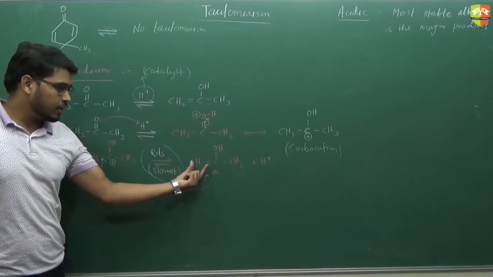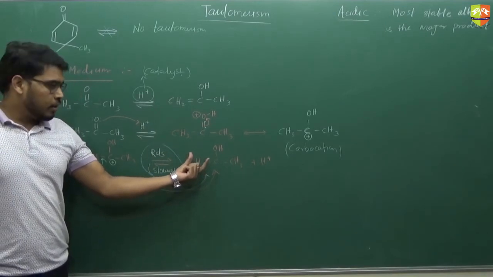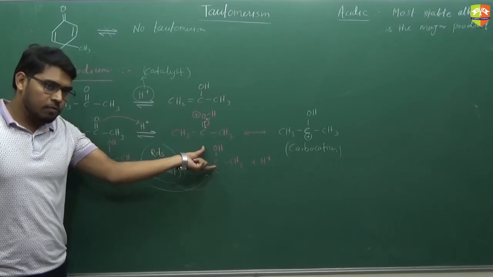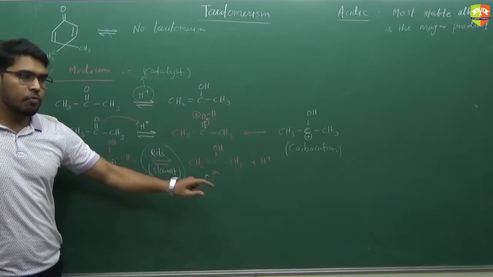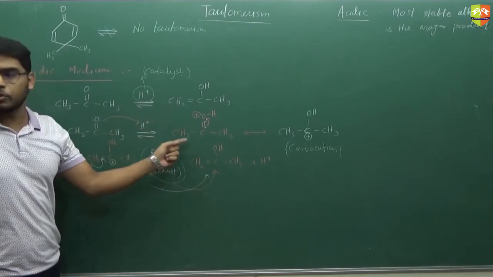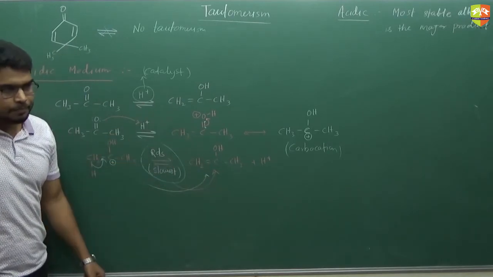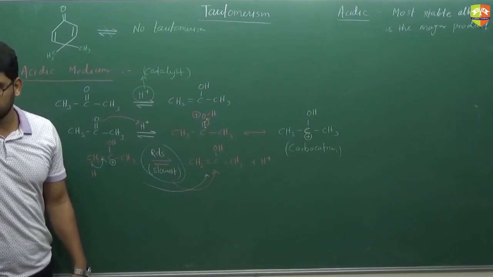This product, you will get here. This product, you will get the most stable one also, and the least stable one also, if it is possible. But which one is major? The one which is most stable. That is the major product. So in different tautomerisms, step 1 or step 2 can both be RDS.